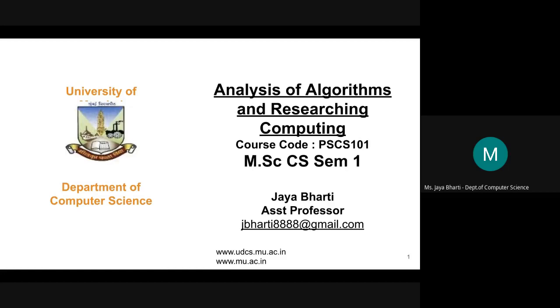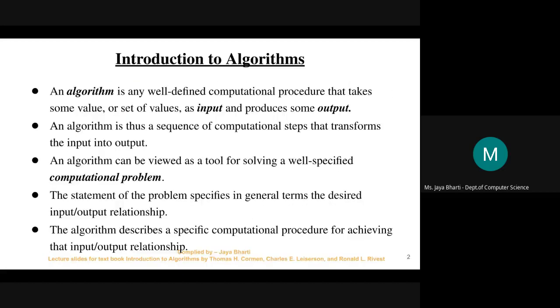I'll be teaching you the analysis of algorithms and research computing from unit 1 to unit 3.